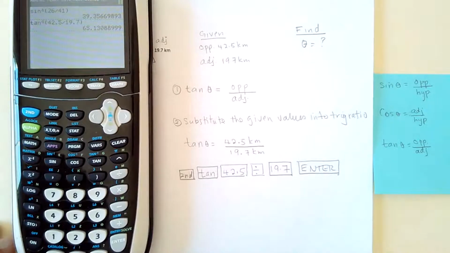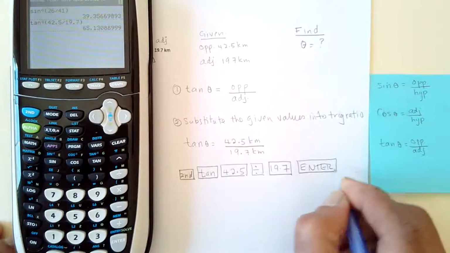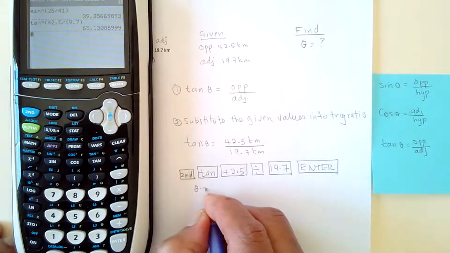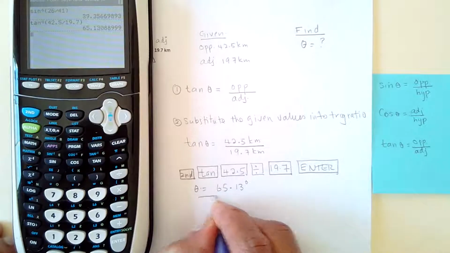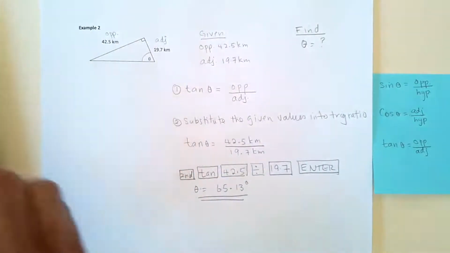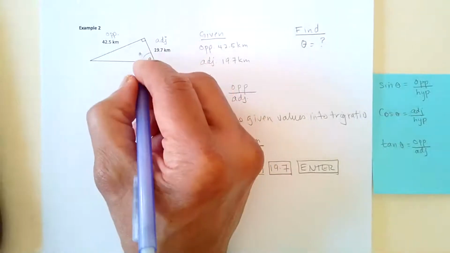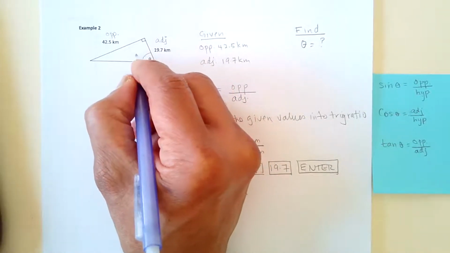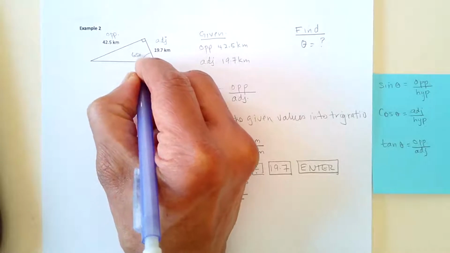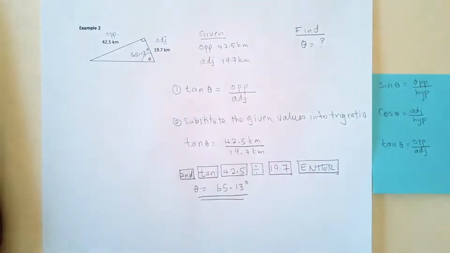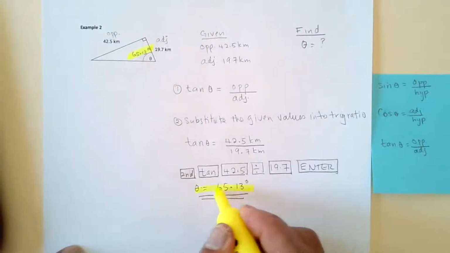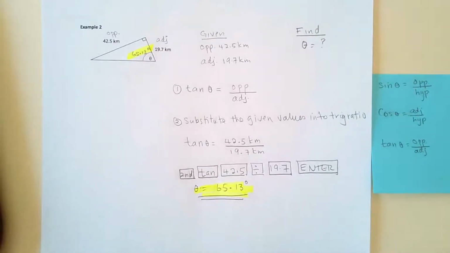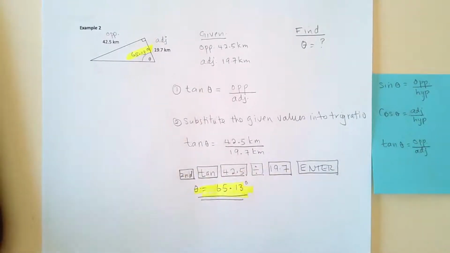And that'll give me 65.13 degrees. So theta is 65.13 degrees. So I can indicate that in my triangle here, which is 65.13 degrees. I'll put a highlighter there. Okay, so these steps here are very critical to determine the angle measurement.